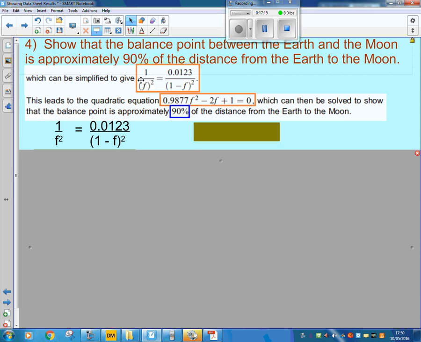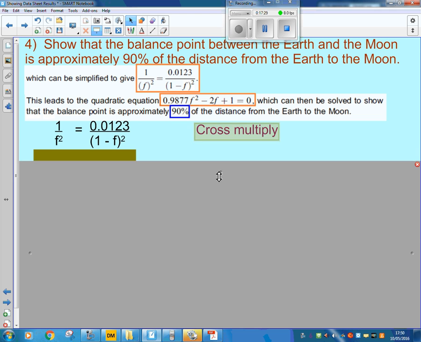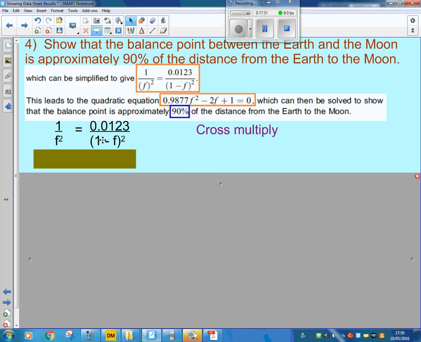So this is what we start with. 1 over f squared is 0.0123 over 1 minus f squared. I don't actually need those brackets there. First thing, cross multiply. And what we get is 1 times 1 minus f squared is 0.0123 times f squared.